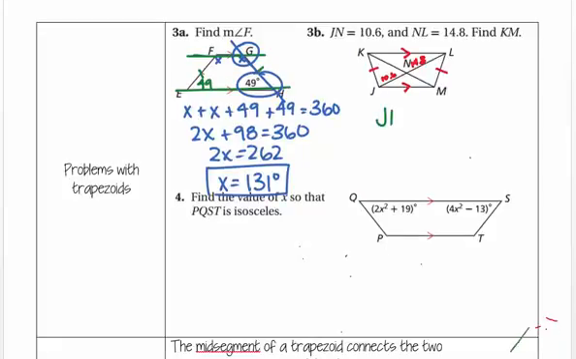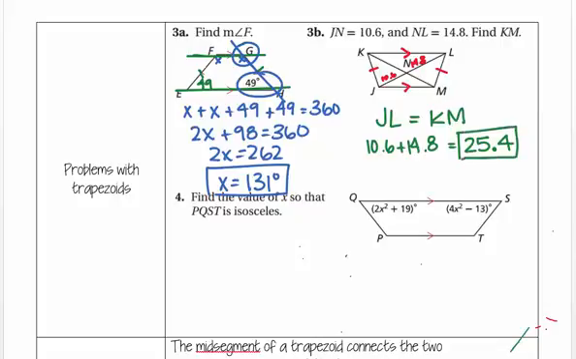So that means that JL has to be equal to KM. The things that make up JL are 10.6 and 14.8. So if we do a little math and add those together, we will get the total length of KM. 10.6 plus 14.8 gives us 25.4. And those have to be exactly the same.